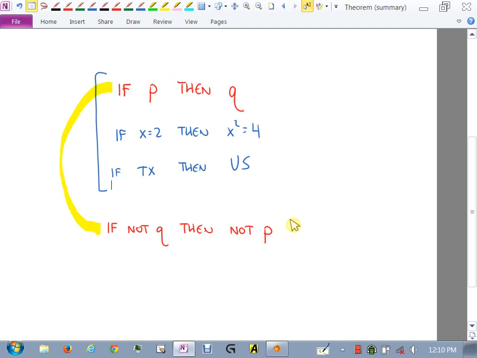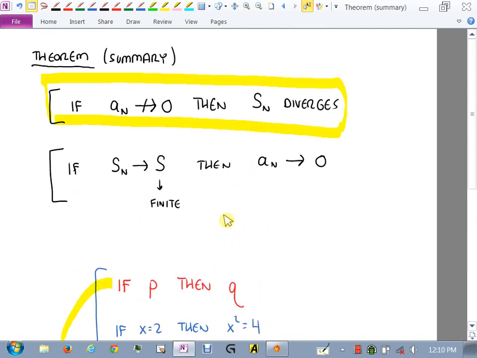That's true. So go back up to this. If you are not converging to 0, then you are diverging. What would the equivalent statement be? If you're not diverging, which would mean if you are converging, the series is converging, then you are not doing this. What's not going to 0? That's going to 0.